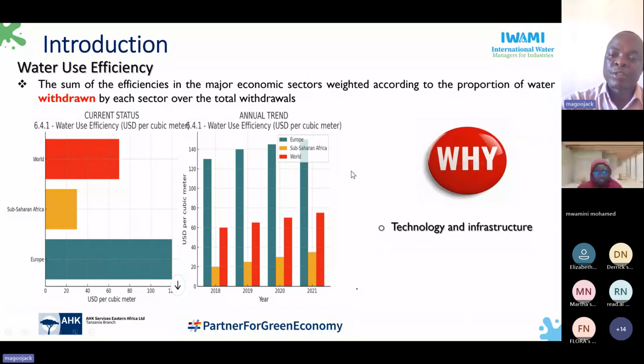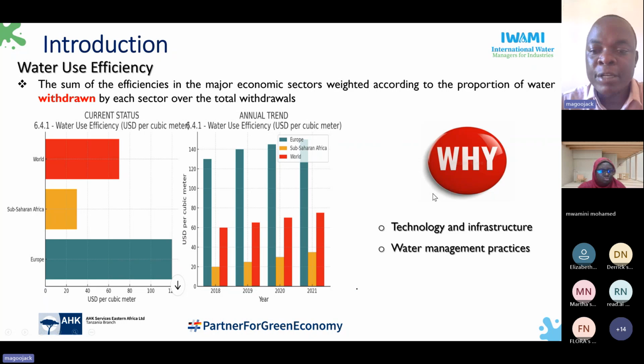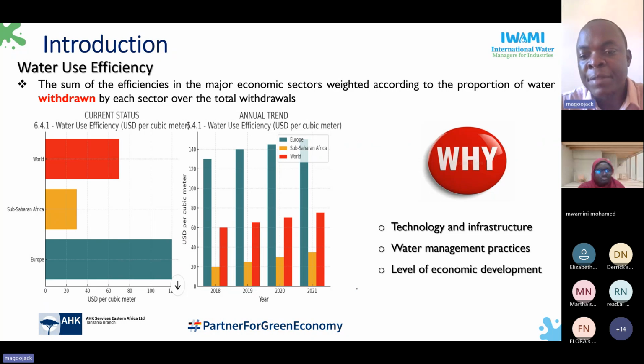But what could be the reasons? There are various reasons for these disparities. One is technology and infrastructure. We know that in Europe they have advanced technologies that enable them to recycle and reuse water. Their systems are also efficient compared to those in most African countries. Also in Europe, they have very good water management practices. The level of economic development is also much higher compared to Africa.